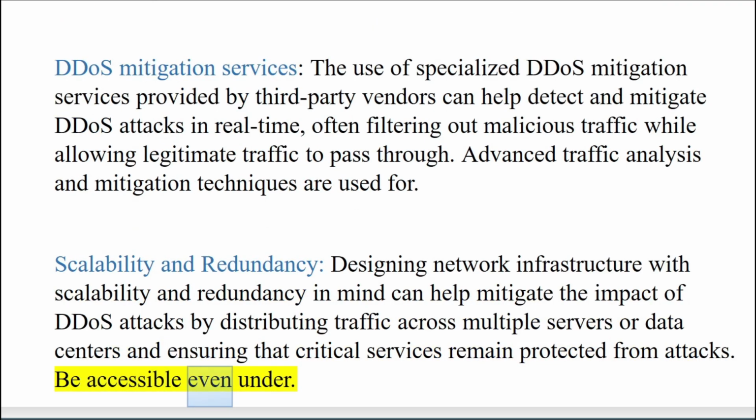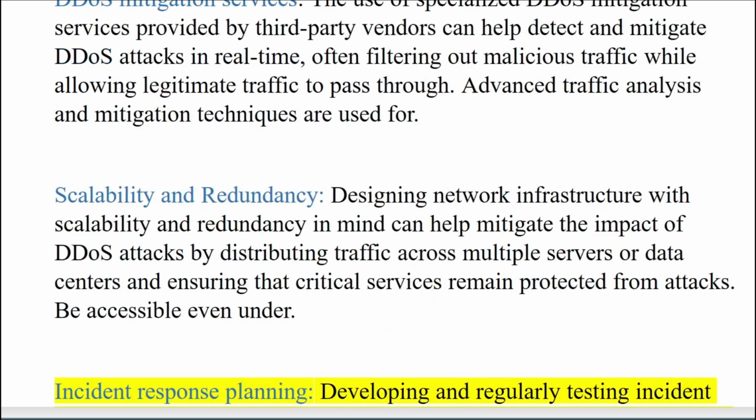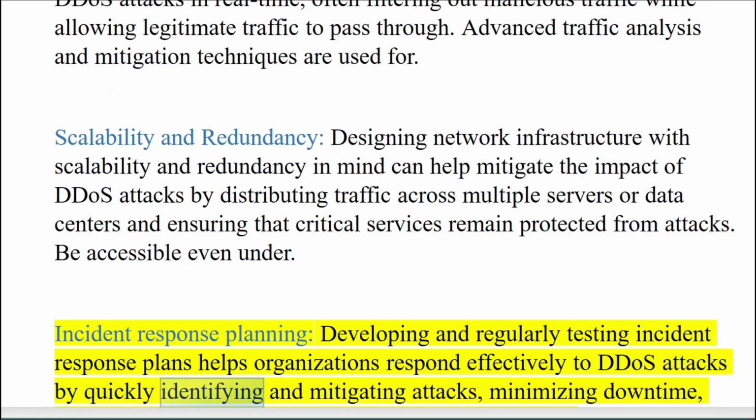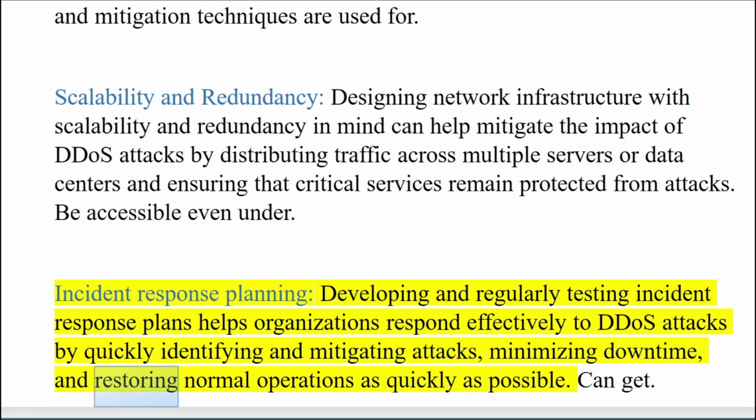Be accessible even under attack. Incident response planning. Developing and regularly testing incident response plans helps organizations respond effectively to DOS attacks by quickly identifying and mitigating attacks, minimizing downtime, and restoring normal operations as quickly as possible.